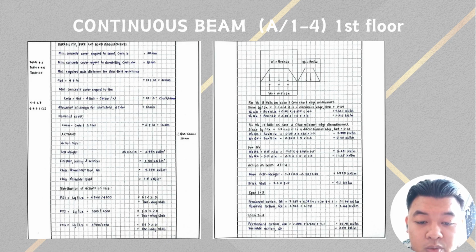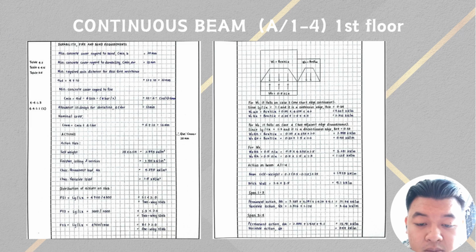The second step, we calculate the action on the slab. This particular beam carries three slabs, FS1, FS2, and FS3. The next step involves calculating the loading for each span of the beam. For the first beam, we consider it as one short edge continuous. The second beam is modeled as two adjacent edges discontinuous. Finally, the third beam is a one-way beam.